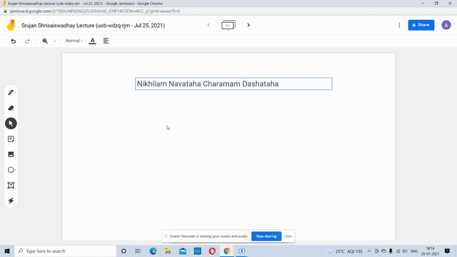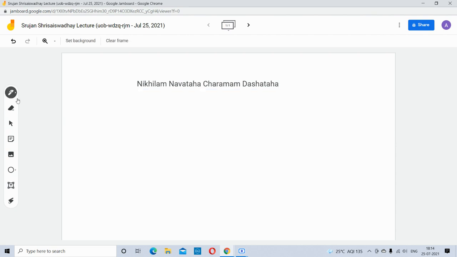So Nikhilam Navatah, Charamam Dashatah. Charamam means the last one. You have to subtract it from 10, and the rest you have to subtract from 9. So this is the meaning of this formula. Just try to understand the concept. I'm going to share it now.